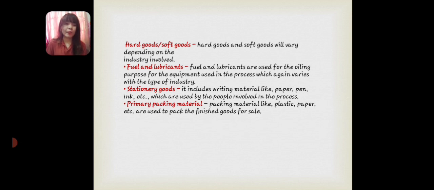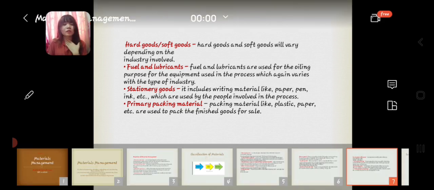Next is stationery goods. Include writing material like paper, pen, ink, etc., which are used by the people involved in the process. So, dito naman papasok yung mga paper na ginagamit natin. Next is primary packing material. Packing material like plastic, etc. So, pag sinabi natin primary packing material, example dito yung mga plastic na ginagamit, yung pang-pack natin. Next.